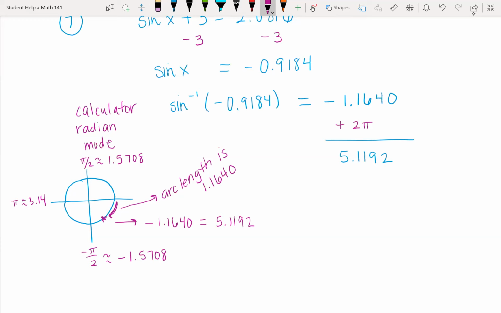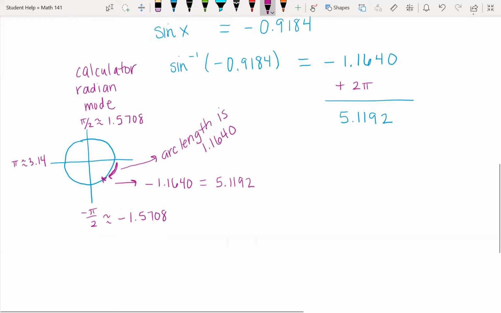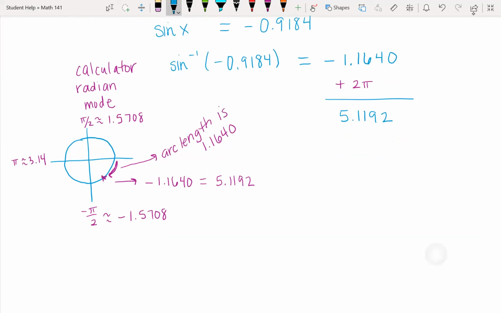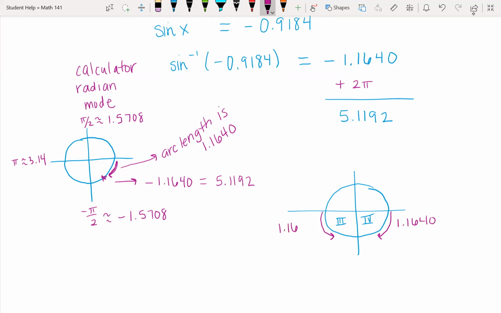We're looking for the sine being negative, the y value being negative. So that means it's going to be in quadrant 4, where we already have that answer, and also in quadrant 3. And we always take that distance from the x-axis down. So we want that arc length to be the same. This distance is 1.1640, and this distance is also going to be 1.1640. So to get this answer, we're going to have pi plus 1.1640.